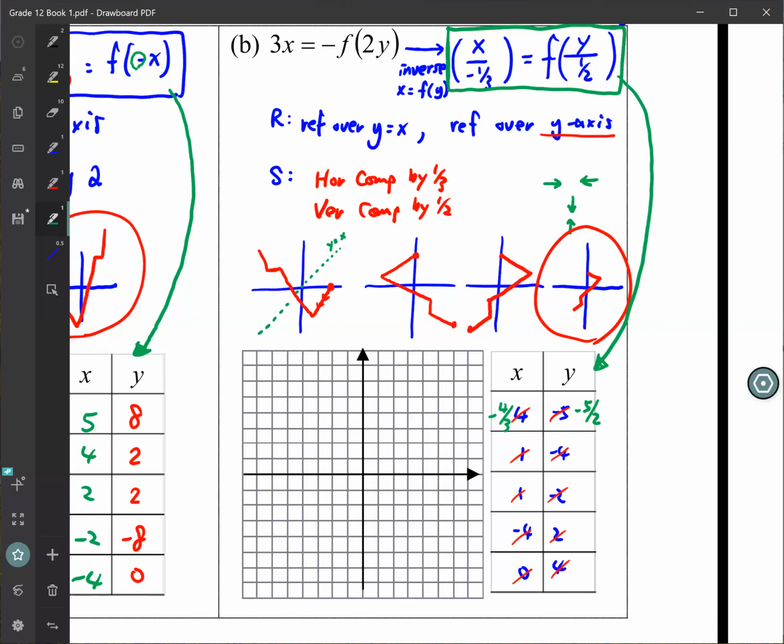I don't get it. Why is it negative 5 over 2 and not negative 10? Yeah, what do you see under the y? 1 over 2. So that means it's vertically compressed by half, right? Okay, so it's going to affect all the y values. So all the y values will be halved. Does that make sense?